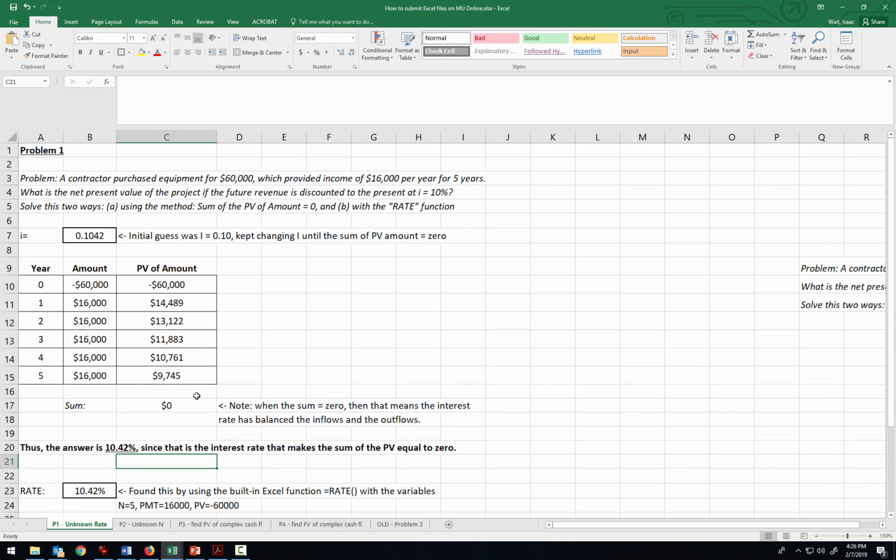Because some of these problems you could solve by hand, by the equation method, factor method, or Excel. Sometimes I give you the flexibility to solve it however you like. And so you need to make it clear to the grader in your PDF where they should be looking for your solution. All right, so that's it.